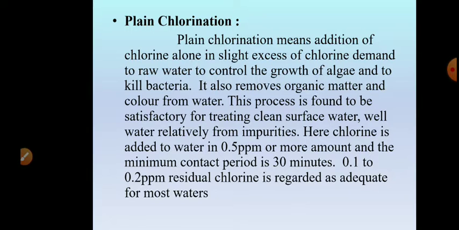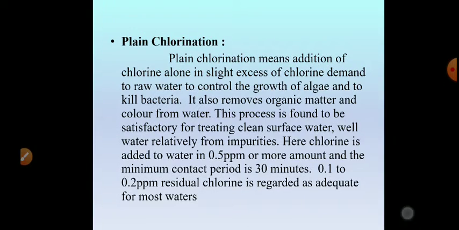What is the amount of chlorine added for plain chlorination? Generally 0.5 ppm or more. Contact period minimum should be 30 minutes. And it is useful in treating clean surface water. It is generally practiced in case of emergencies, like in military areas, war areas where we have to supply water and it's an emergency. In that case only chlorination is done and water can be supplied.